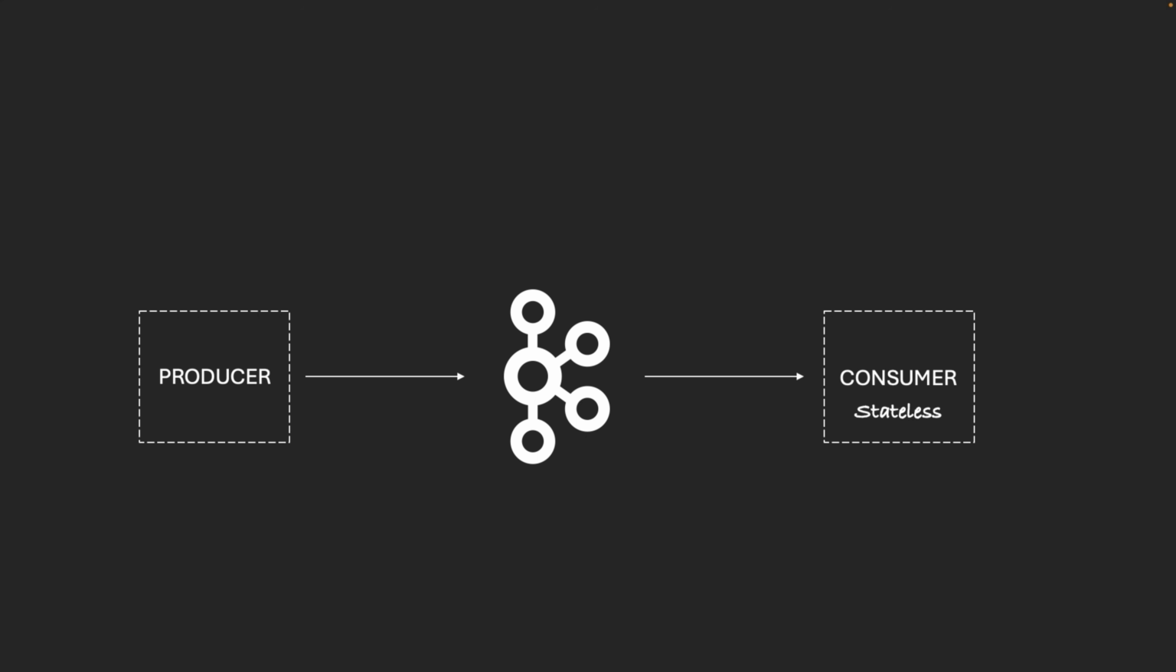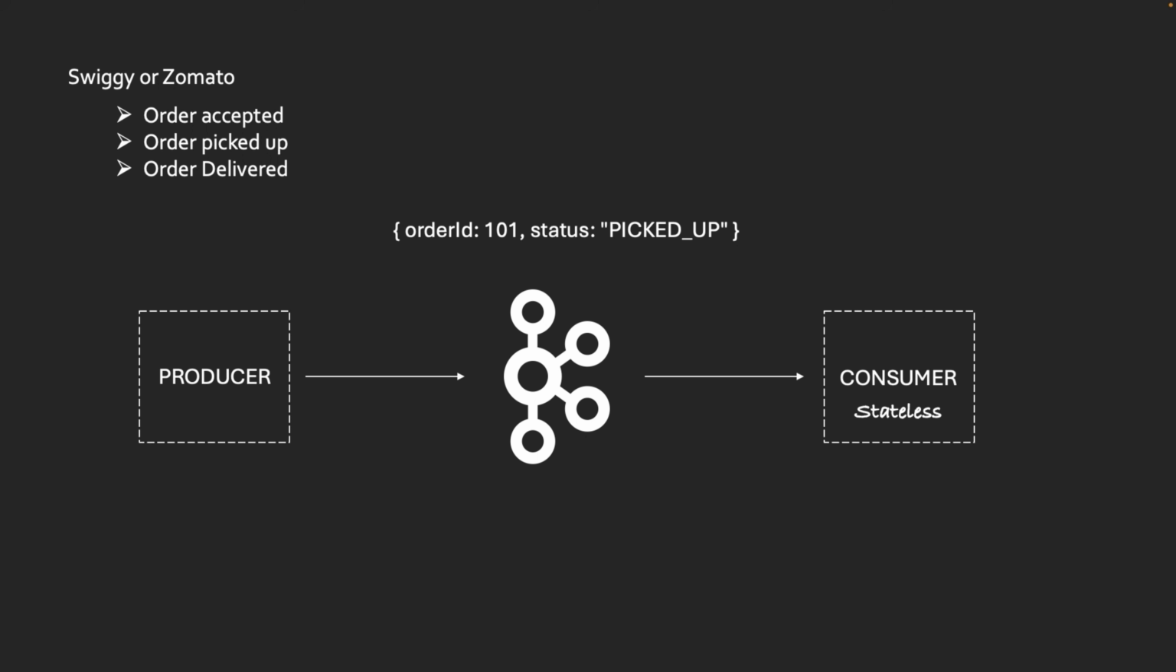Now imagine this, you are working at a food delivery company like Swiggy or Zomato. Every few seconds, thousands of delivery updates are flying into your Kafka topic, like order accepted, order picked up, or order delivered. Okay, so you have got a consumer application that continuously processes these events.